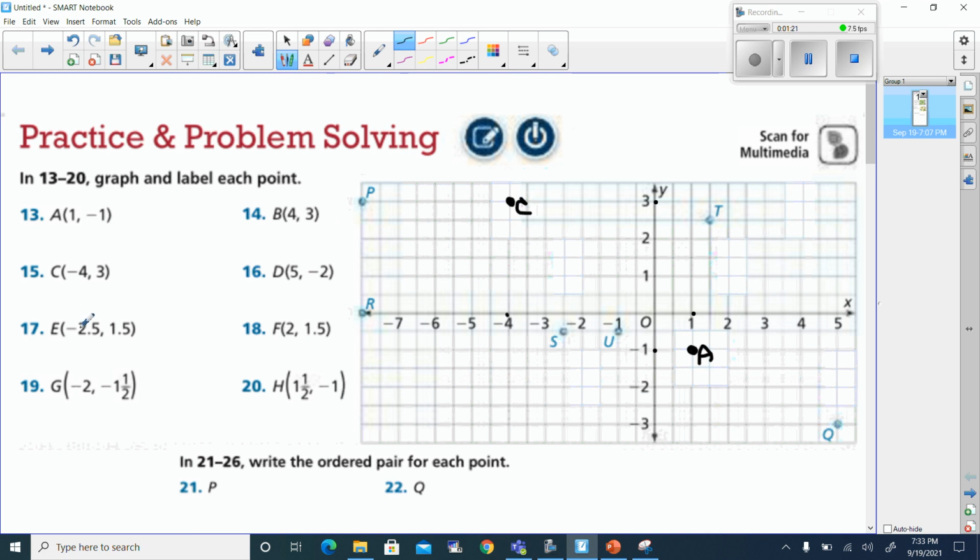Next, I got -2.5 and 1.5. Well, -2.5 is right in between -2 and -3. So it's going to be right here. And then 1.5 is going to be right in between 1 and 2 right there. So when I come on over, I should have it right at 1.5 and -2.5. So that's going to be about right here. And that's going to be E.